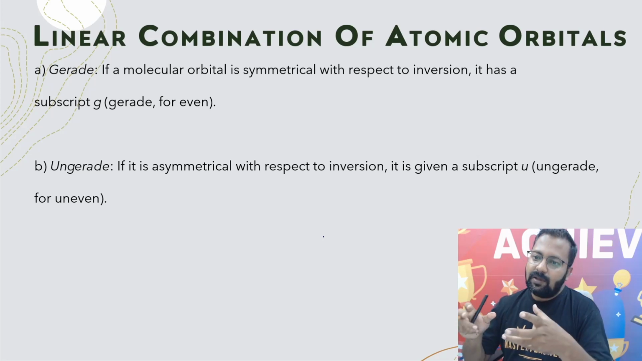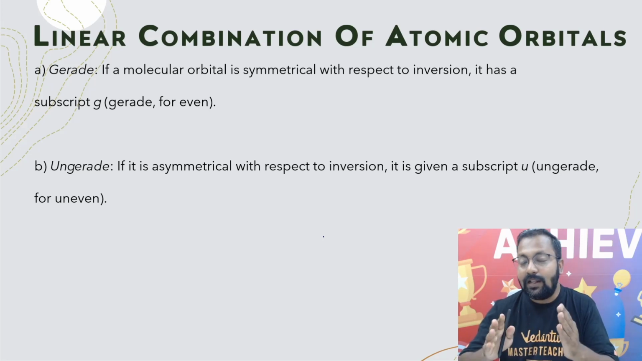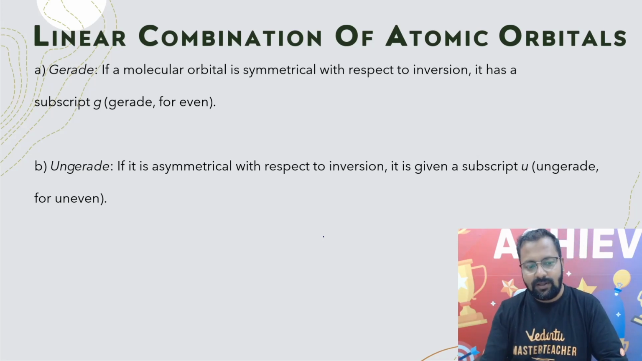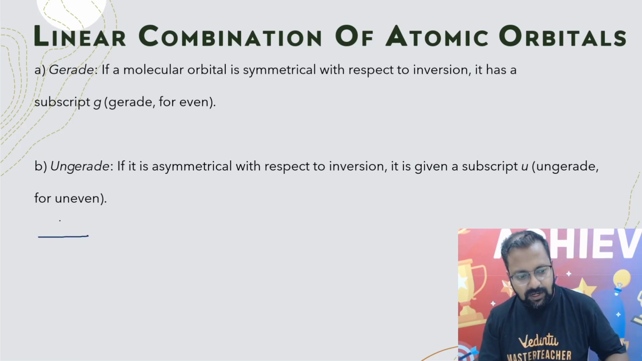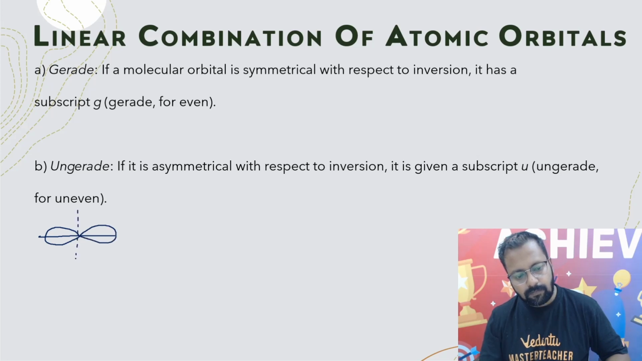जेरेड और अनजेरेड का मतलब ये होता है कि अगर किसी एक ऑर्बिटल में सेंटर ऑफ सिमेट्री है, then it will be called gerade, and if something does not have a center of symmetry, then it will be called ungerade. For example, I take this p orbital. इसको चेक कैसे करते हैं? देखो, चेक करने का मैं तरीका आपको बताता हूं. So how do we check gerade and ungerade? This is a p orbital. Let's say px.